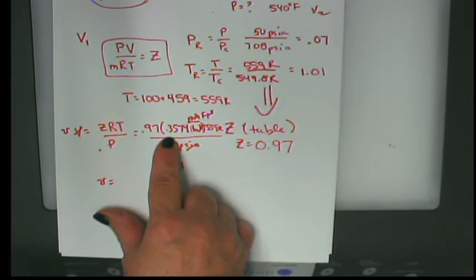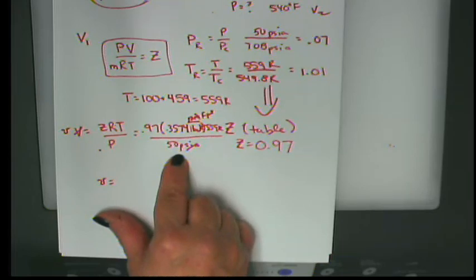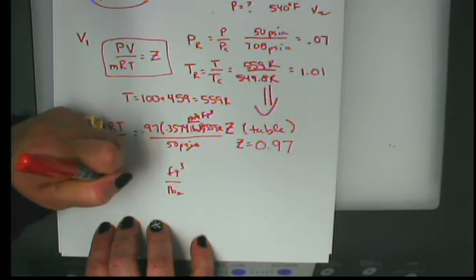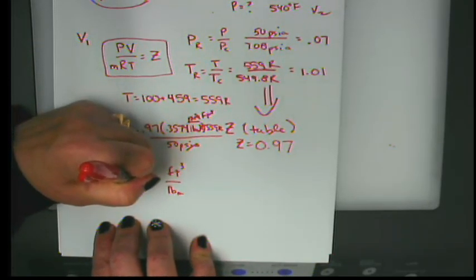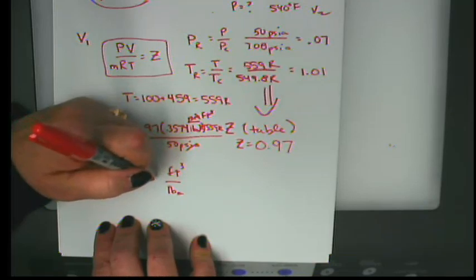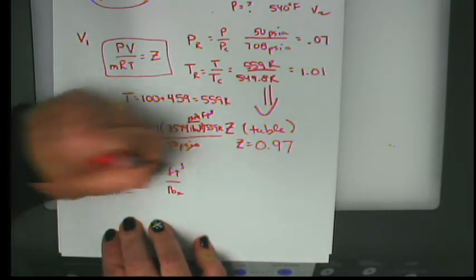All right. So if I do the multiplication, I take my compressibility factor, 0.97, multiply that by the gas constant for ethane, 0.3574. Multiply that by my temperature, 559, and divide that by the pressure of 50 psi. That gives me a specific volume of 3.8758. So I would just call it 3.88 cubic feet per pound of mass.